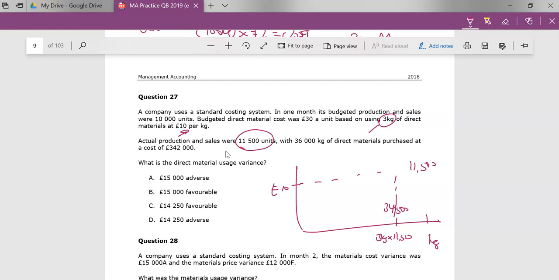And what you do is go ahead and use 36,000 kilograms. So you use 1,500 kilograms too much. That's my usage variance, judging purely on usage. That's the difference. At £10, you now have 1,500 times 10, giving you 15,000. So that's a £15,000 adverse variance.